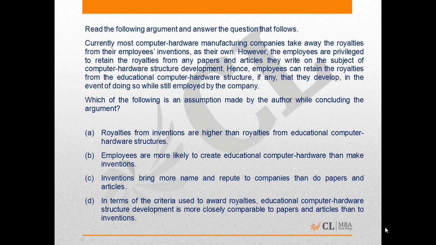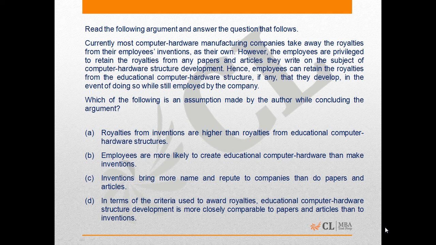This is a critical reasoning question. The paragraph states that the royalties on the employees' inventions are taken away by the computer hardware manufacturing companies as their own. But in case employees write papers and articles on the subject of computer hardware structure development, they can retain the royalties and do not need to give these to the company.